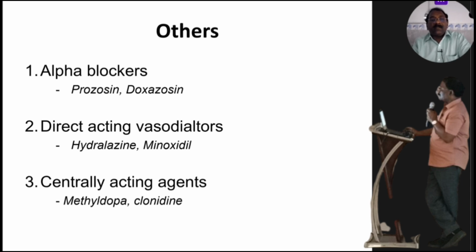Centrally acting agents like methyldopa and clonidine. Methyldopa is very commonly used in pregnancy induced hypertension, alpha methyldopa. But nowadays we are using labetalol. That's a combined alpha and beta blocker. That is the drug of choice right now. Clonidine, again we use it in the CKD setting.